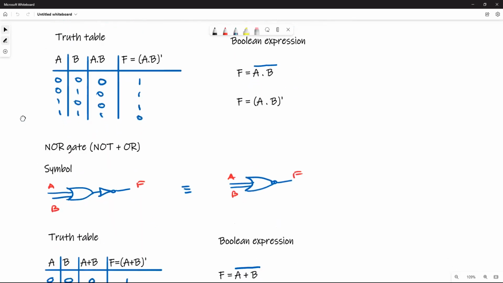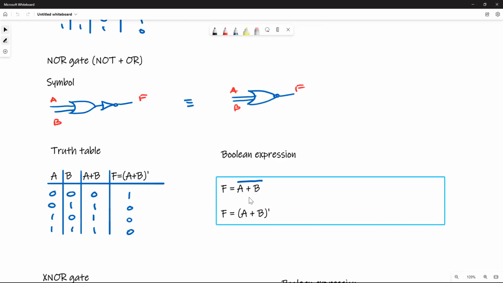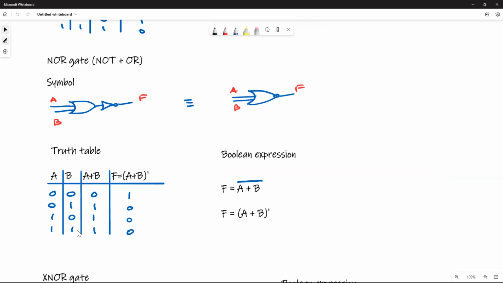Similarly, the NOR gate means NOT plus OR gate, and the symbol is similar to this, and the Boolean expression is A plus B whole bar. The truth table gives you an output of 1 only when all the inputs are 0. That's all you need to remember about the NOR gate.